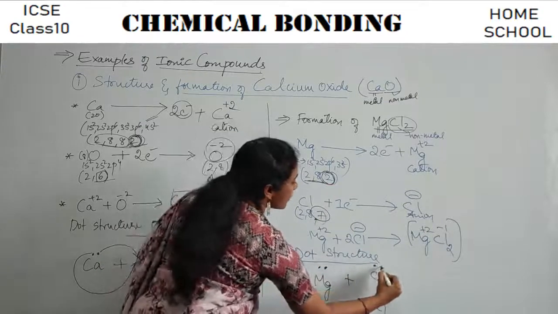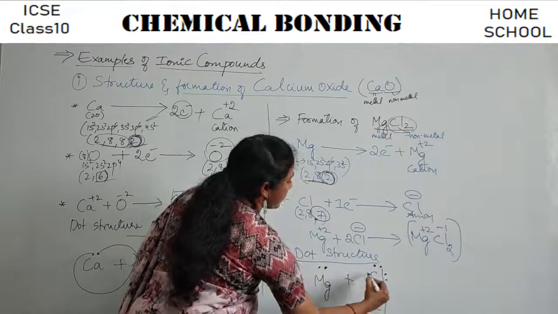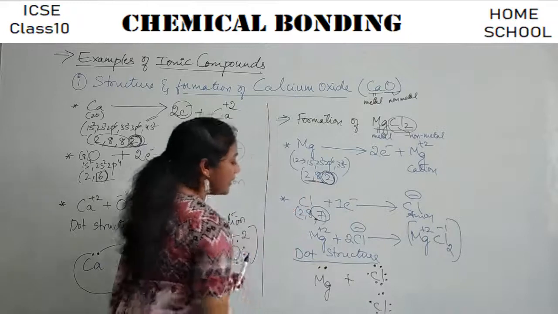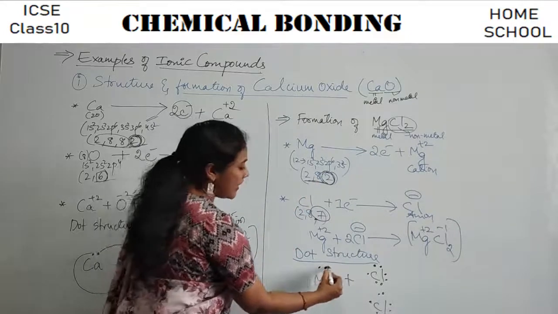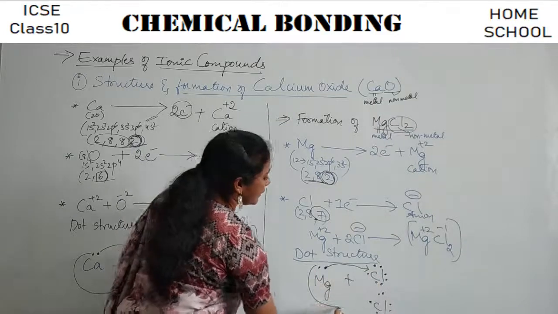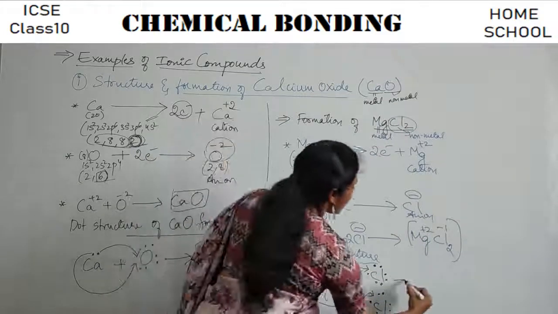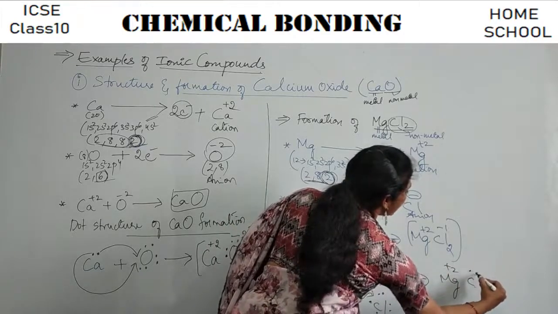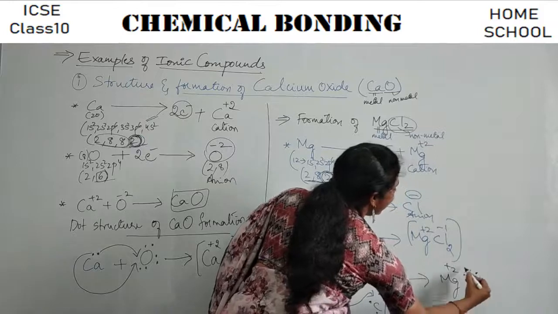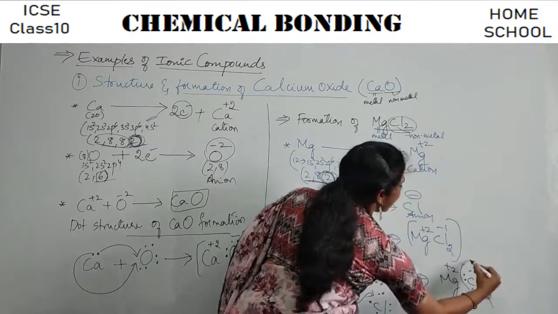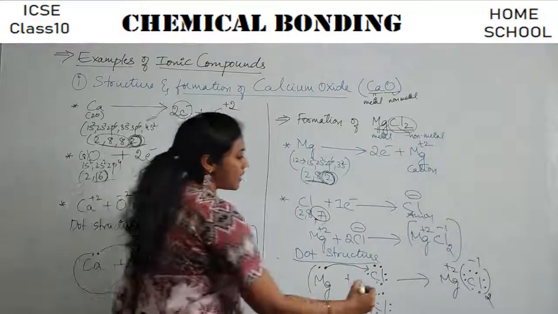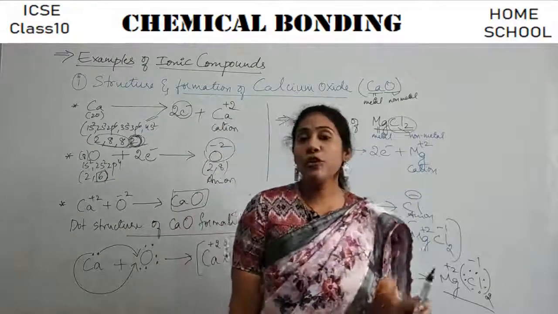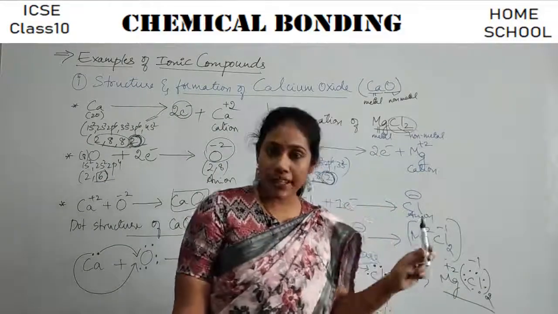7. Show 7 dots: 1, 2, 3, 4, 5, 6, 7. Here also, 1, 2, 3, 4, 5, 6, 7. See, among the 2 electrons of Mg, one is going to 1 Cl, another electron goes to another Cl. So you will write Mg plus 2, Cl with 8 dots, and how many Cl's? 2 Cl's, minus 1. So this is the dot structure of MgCl2. This is how you have to show the formation of ionic compounds as well as their dot structures.